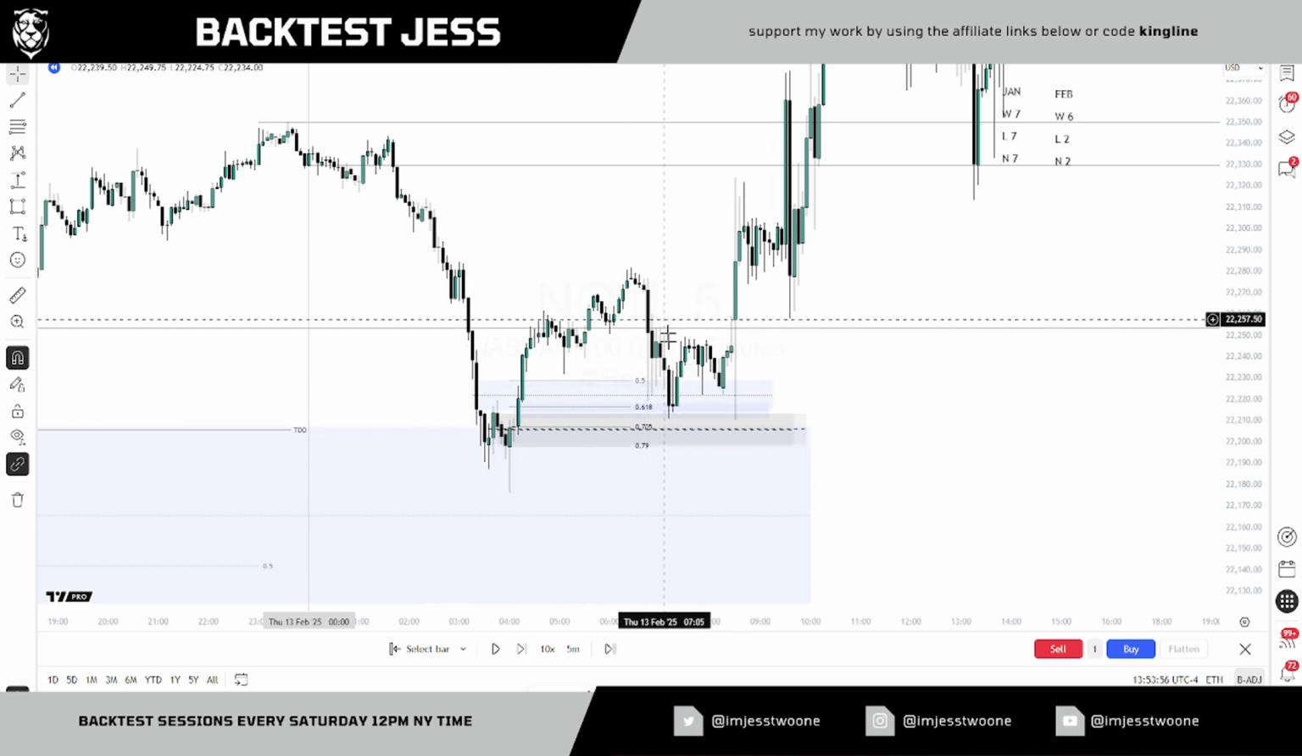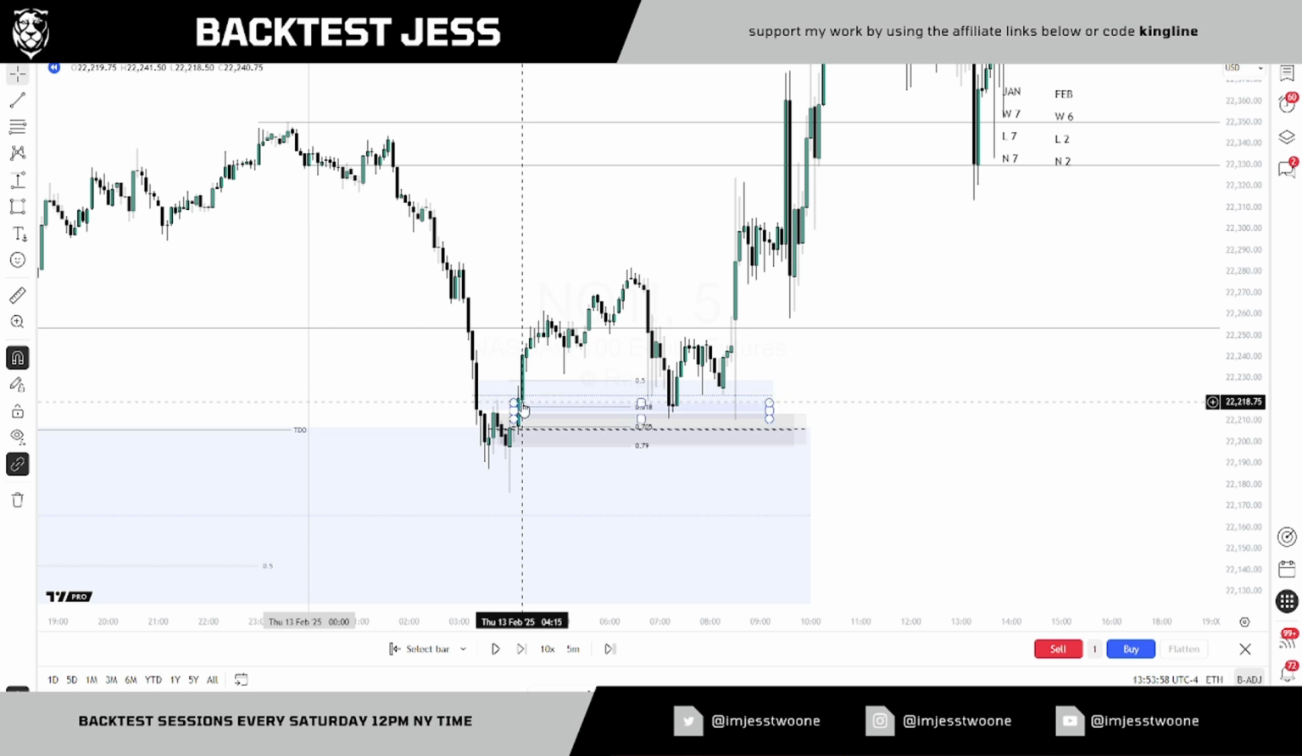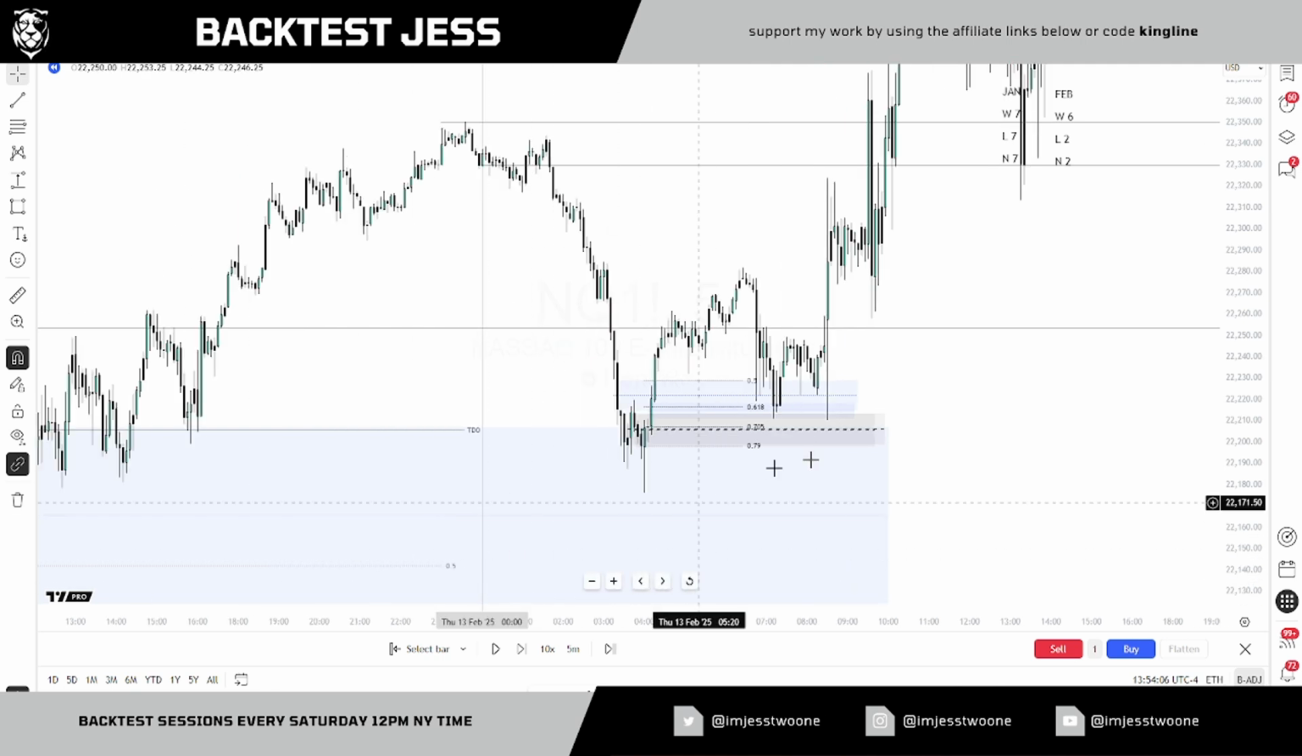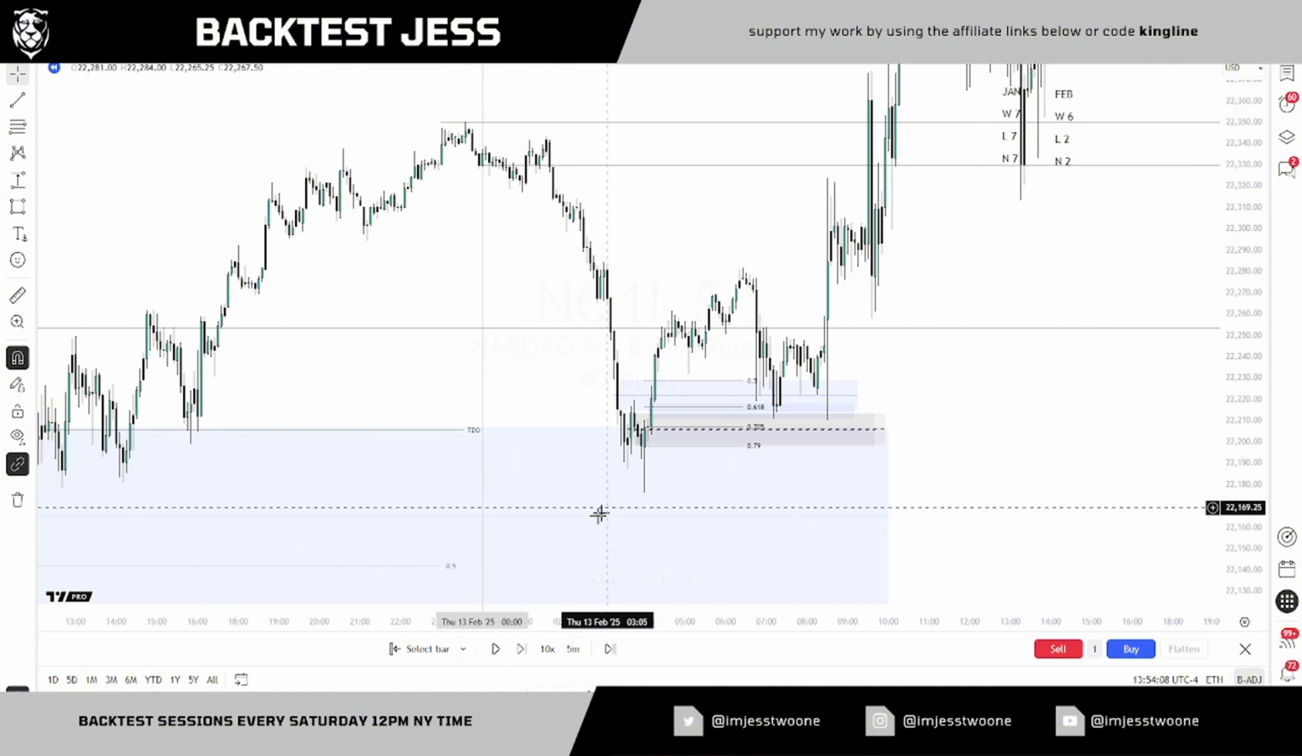If I'm not mistaken, I probably longed here, held, and then got stopped out, broke even, and then let me see if I have it in my journal. But I'm basically looking for a 5-minute model from the 1 hour model based on the daily bias. That's very, very simple. It's not fancy. I'm not super like, oh, I can read price so good. There's nothing like that going on, but it pays the bills.